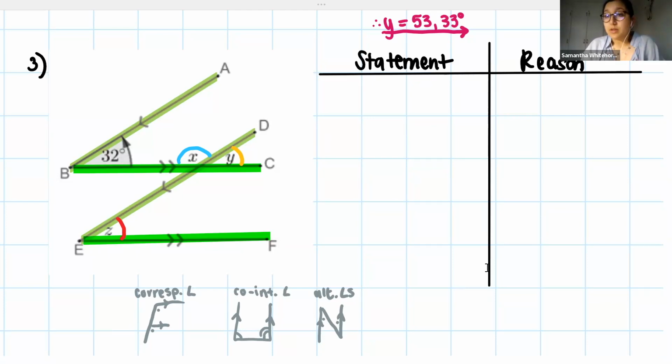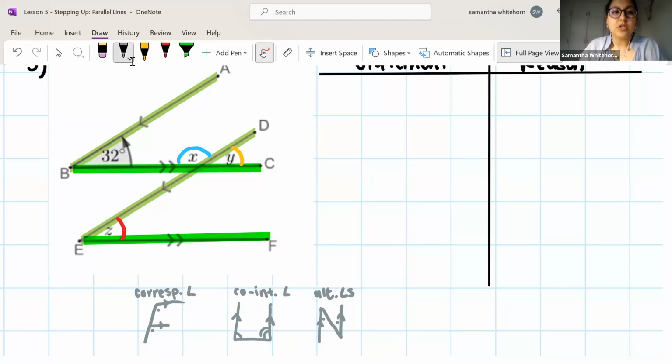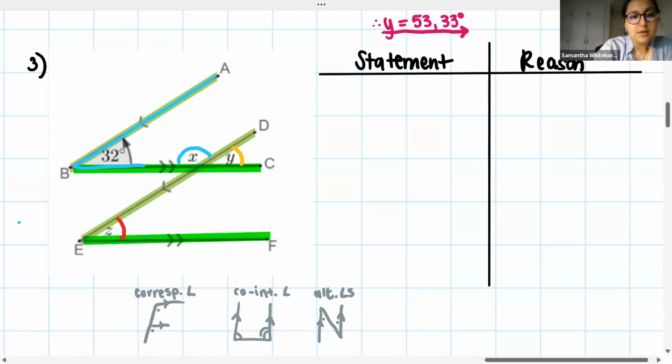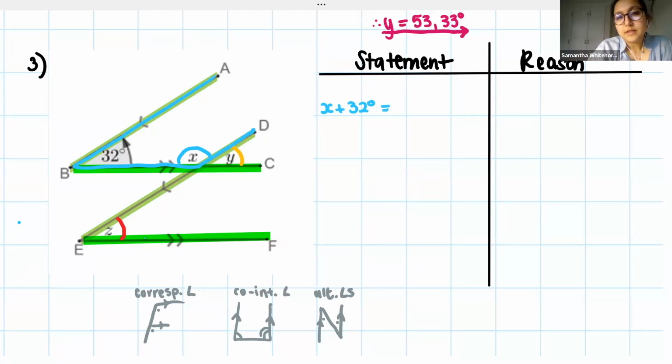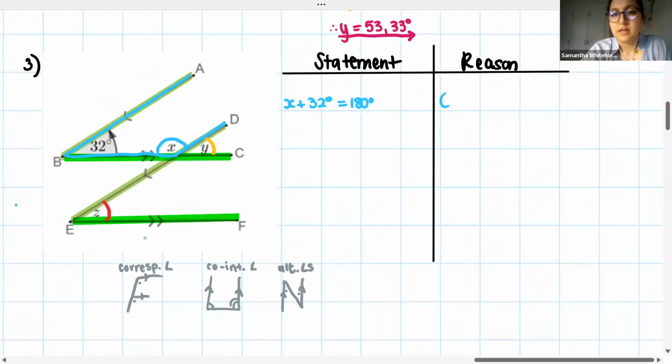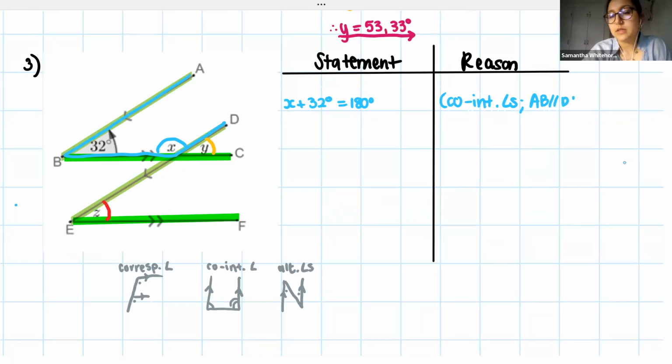All right, guys, let's have a look. So I'm just going to start with X. Like I say, my instinct is just to go alphabetical, but it really doesn't matter. What I see for X is that it's in this U shape. And so it's a co-interior angle. So X plus 32 degrees is equal to 180 degrees. And my reason there, co-interior angles. Remember, you need to state your parallel lines. So AB parallel to DE.